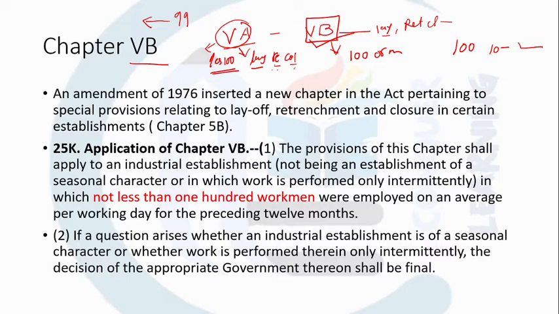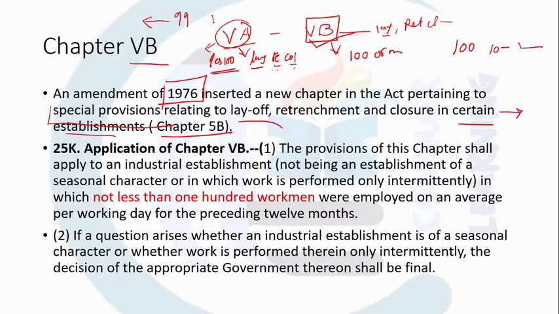Before we move to the actual chapter number 5B, we also need to remember that these provisions were introduced after important amendments made in the Industrial Disputes Act. Chapter number 5B was inserted in 1976. The amendment was specifically for special provisions relating to layoff, retrenchment, closure in certain establishments, called chapter number 5B. This certain establishment is also defined here.